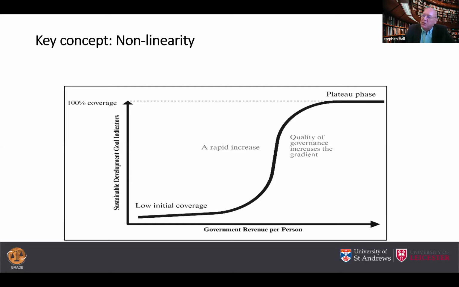And then you reach a plateau point, which is where most of the Western European countries are, where it's simply impossible to improve things further. So you might have, say, 100% coverage of electricity in a country, and putting more resources in simply cannot improve the coverage which goes on there. Now, this basic curve underlies all the different sectors of the grade model.